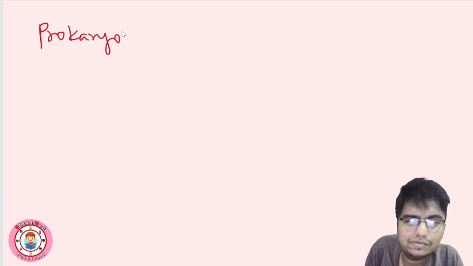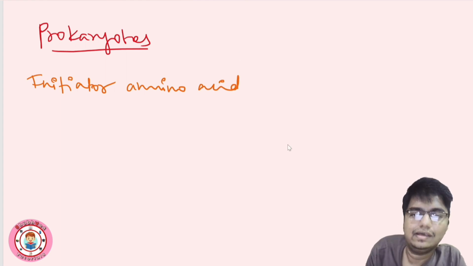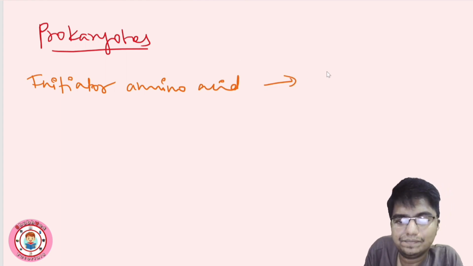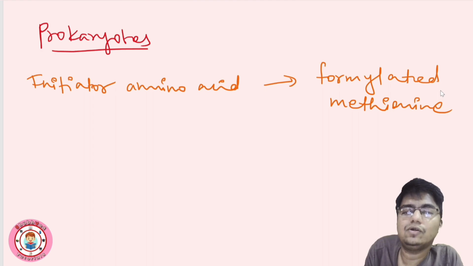प्रोकैरियोट्स में इनिशिएटर अमीनो एसिड, हमें पता है, फॉर्माइलेटेड मिथियोनिन, राइट? Formylated methionine is the first amino acid in the prokaryotes.